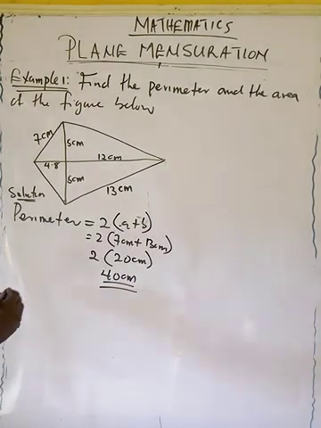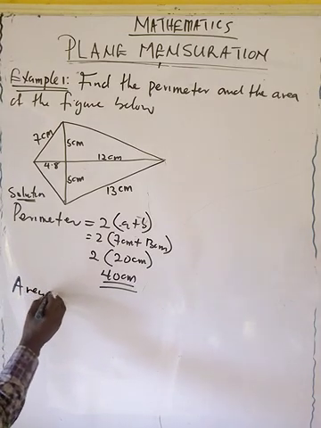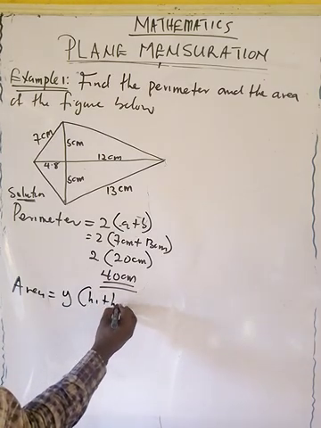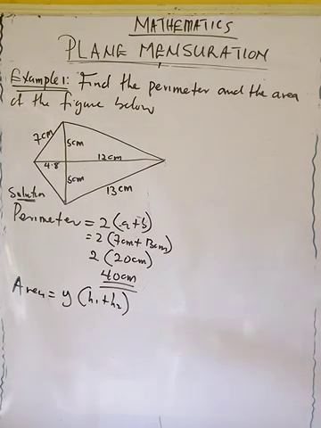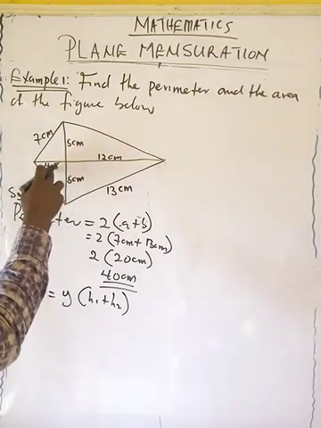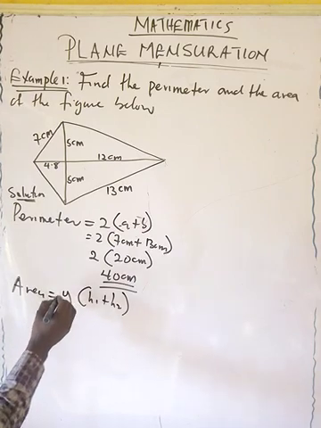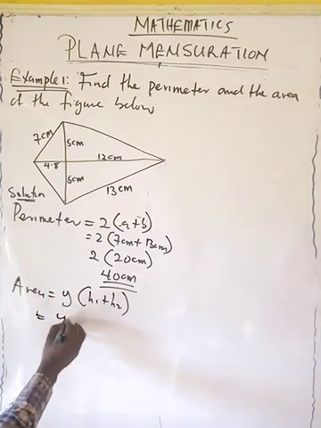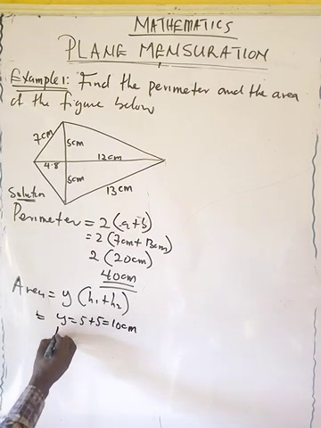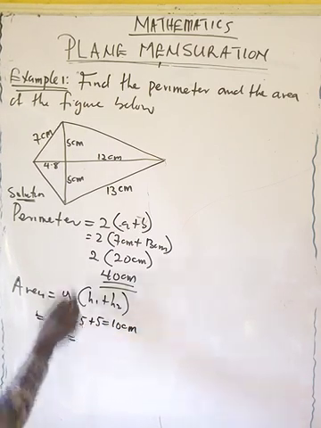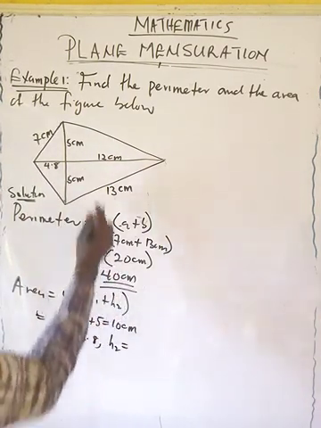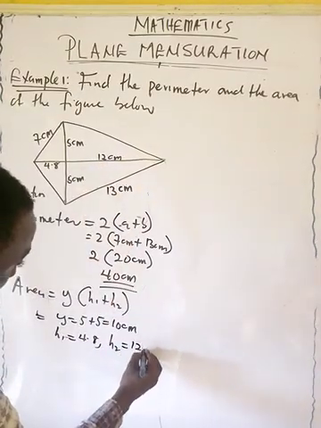So the second one is area. To calculate the area will now be y into bracket of h1 plus h2. Here this is our y and y, this is our h1, h2. So our y will now be 5 plus 5, which is 10 centimeter. Our h1 equals 4.8. Our h2 equals 12 centimeter.